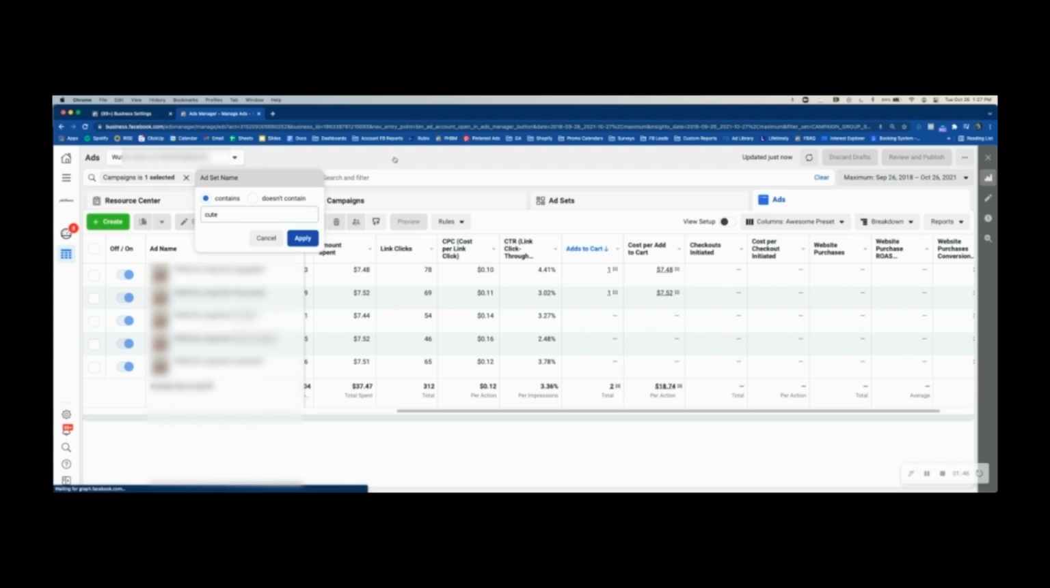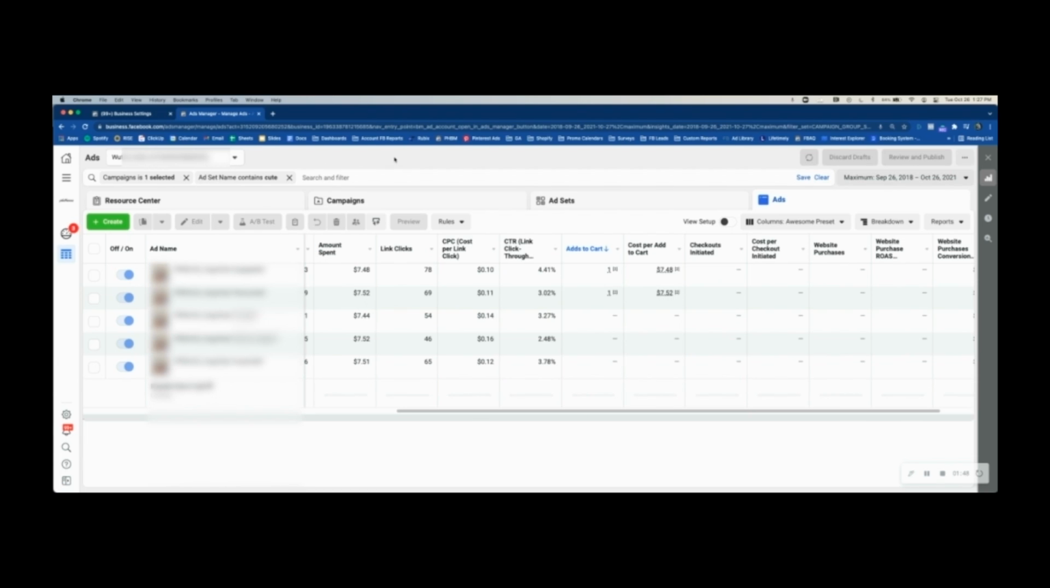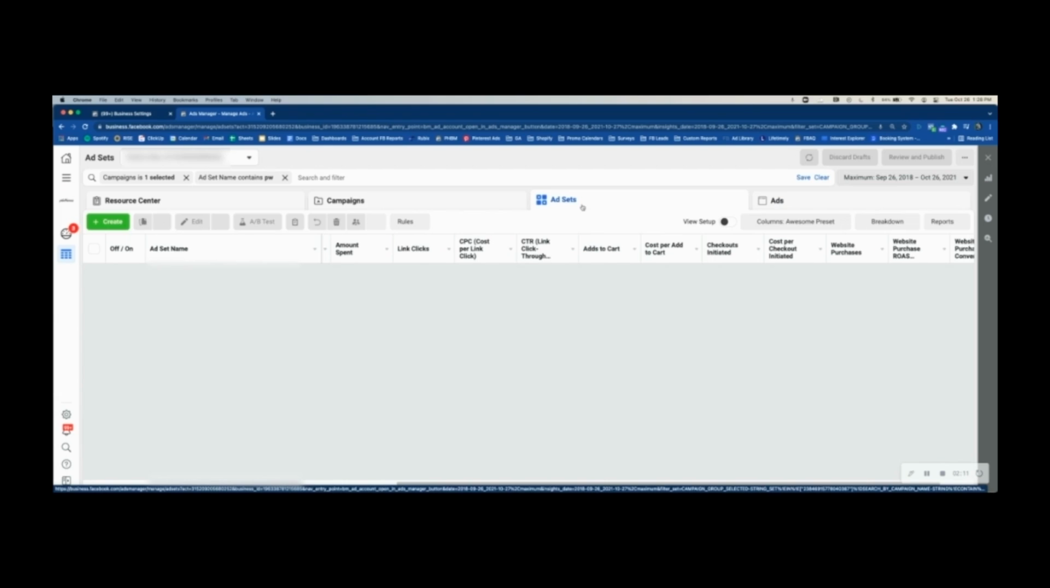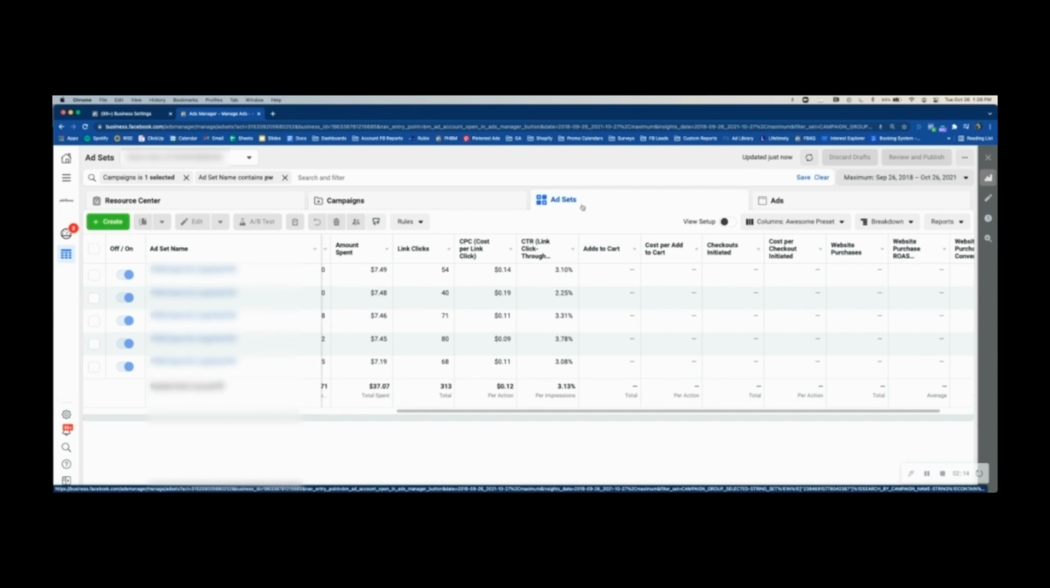Let's take a look at Cute just to compare it, because we've got 3 that we could run with for sure. Now there's no bonus signals here, even though it's very, very similar to the average. And then let's look at PW here. Again, very similar to the average, but no bonuses.